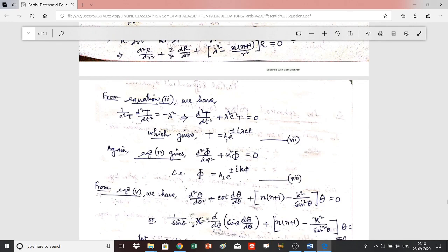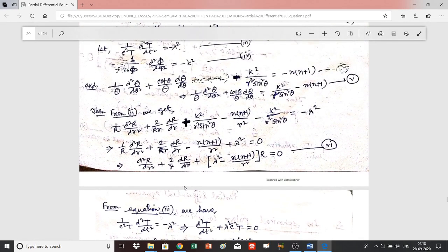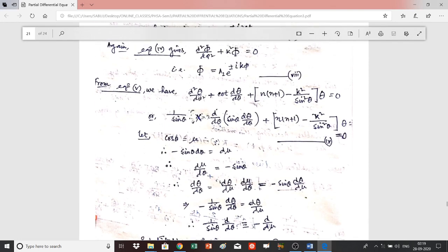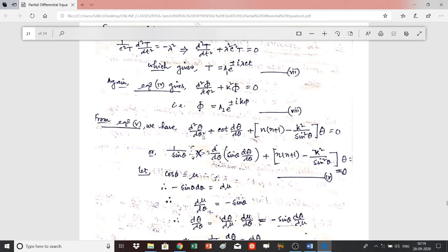And from equation 5, you can write that d²Θ/dθ² plus cot θ dΘ/dθ plus [n(n+1) minus k²/sin²θ] Θ is equal to 0. And from here, you can write it in this fashion, because these two terms can be written as (1/sin θ) d/dθ (sin θ dΘ/dθ).